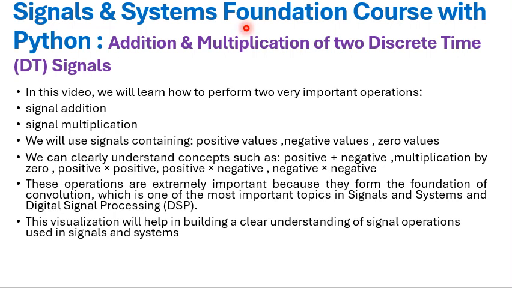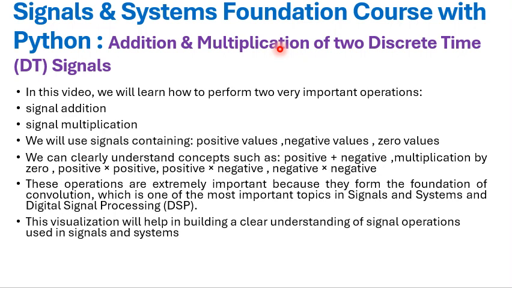In this lecture we are going to do addition and multiplication of two discrete time signals. In this video we'll learn how to perform two very important operations, signal addition and signal multiplication. We'll use signals containing positive values, negative values and zero values. We can clearly understand concepts such as positive plus negative, multiplication by zero, positive multiplied by positive, positive multiplied by negative, and negative multiplied by negative.